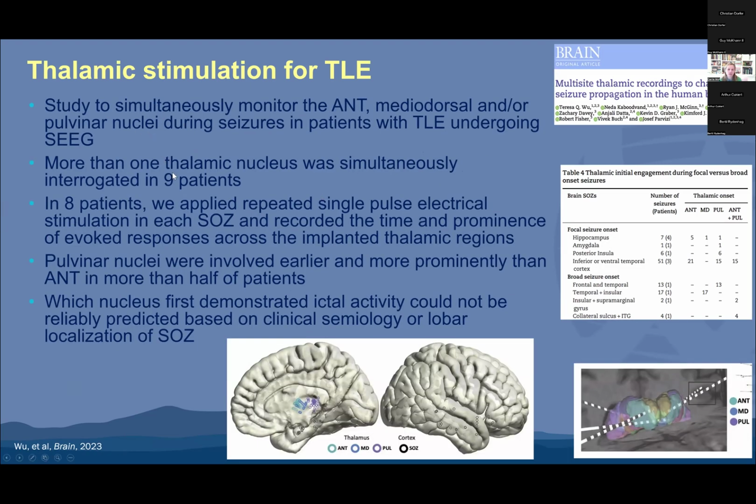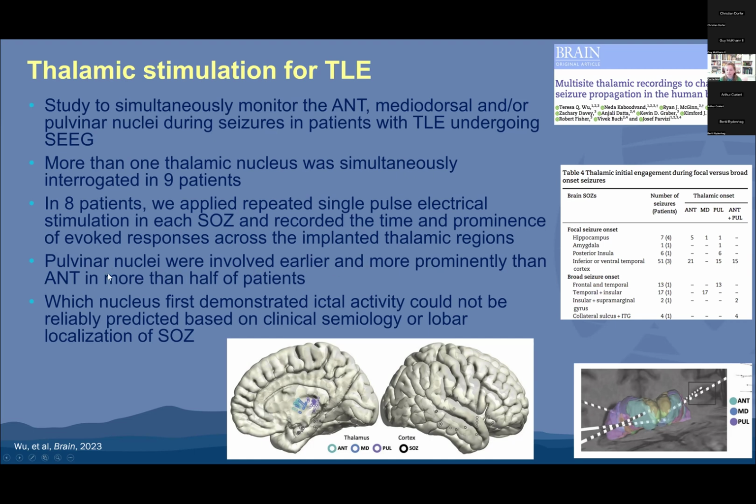There actually have been studies looking at when you're placing your SEEG electrodes, you can place those electrodes into the thalamus and help determine which nucleus might be most beneficial for your patient. This was a study looking at monitoring ANT, medial dorsal, and/or pulvinar for patients with temporal lobe epilepsy who are undergoing SEEG. They looked at multiple thalamic nuclei, and they were actually able to do single pulse electrical stimulation at the seizure onset zones and see how they were showing up in the thalamus.